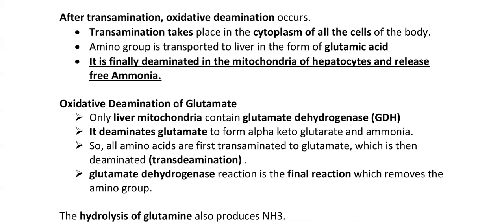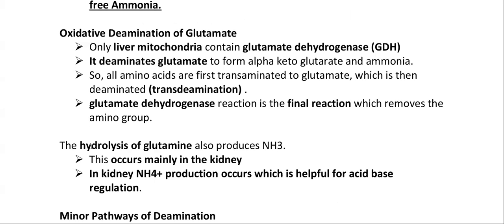Oxidative deamination of glutamate. Only liver mitochondria contain glutamate dehydrogenase. It deaminates glutamate to form alpha ketoglutarate and ammonia. So all amino acids are first transaminated to glutamate, which is then deaminated. We call this transdeamination. The glutamate dehydrogenase reaction is the final reaction which removes the amino group.